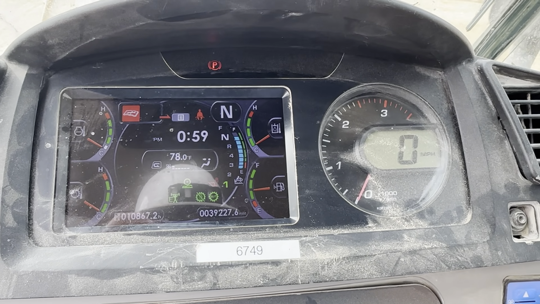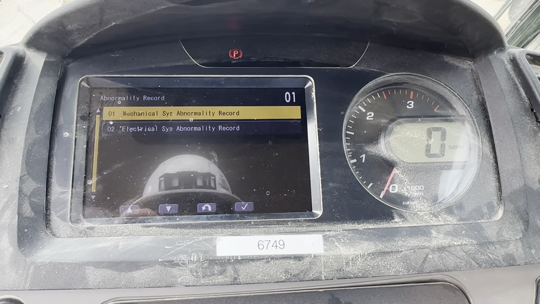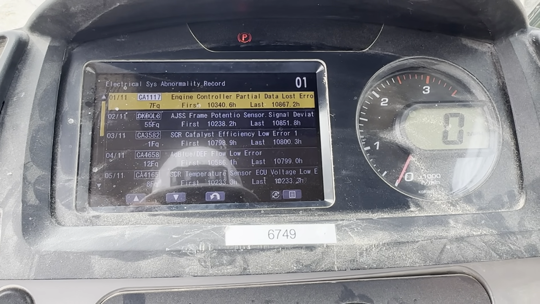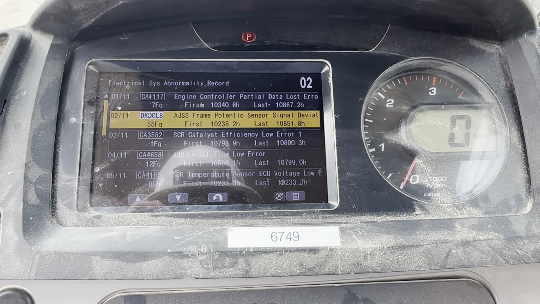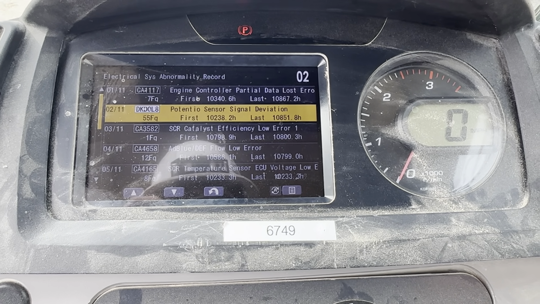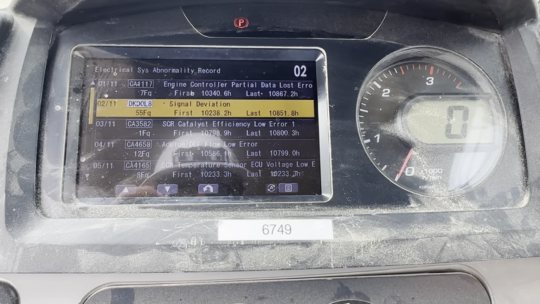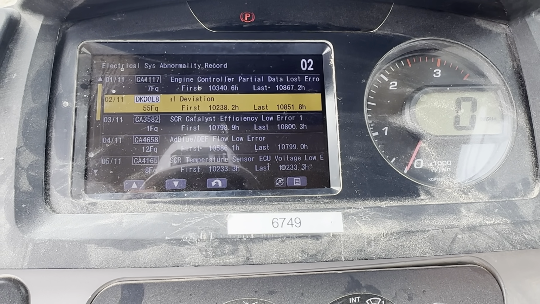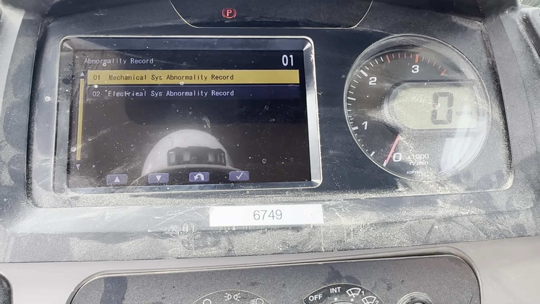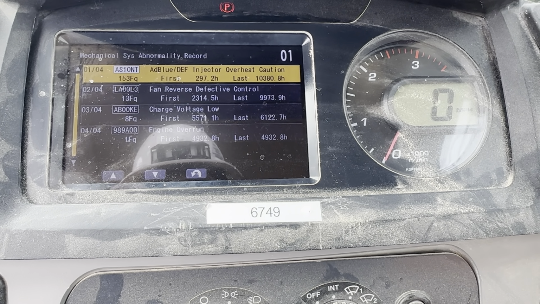So let's go back into abnormality record, electrical system, and AJSS frame potentiometer signal deviation. So that happened at 10,851 hours. So that's interesting. There's no fault codes associated with the transmission on either of these.